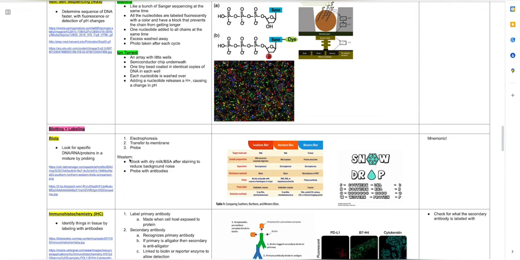And then you block the membrane with dry milk or bovine serum albumin to reduce background noise. The reason this works is that these are suspensions of proteins, so they bind with basically everything that's not where the stain is, where your proteins are. And then what you do in a Western blot is you probe with antibodies. So we'll talk about that next.